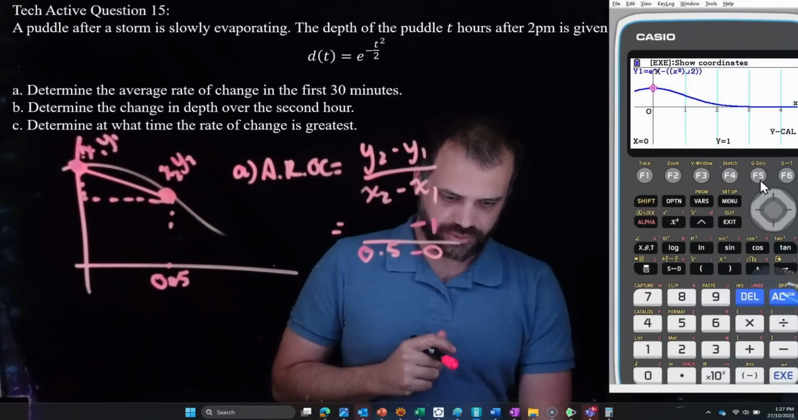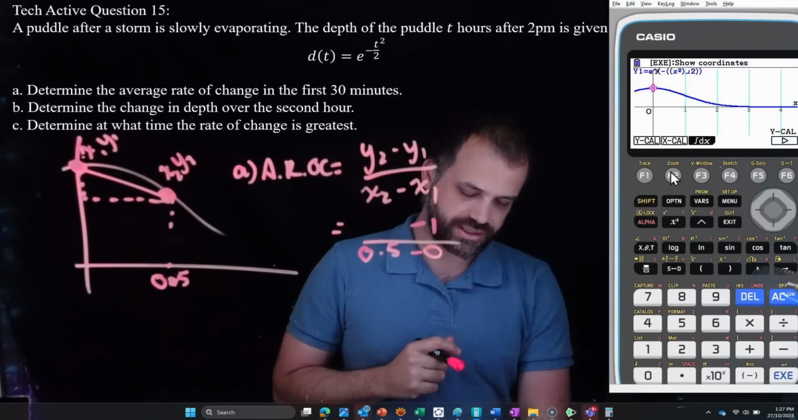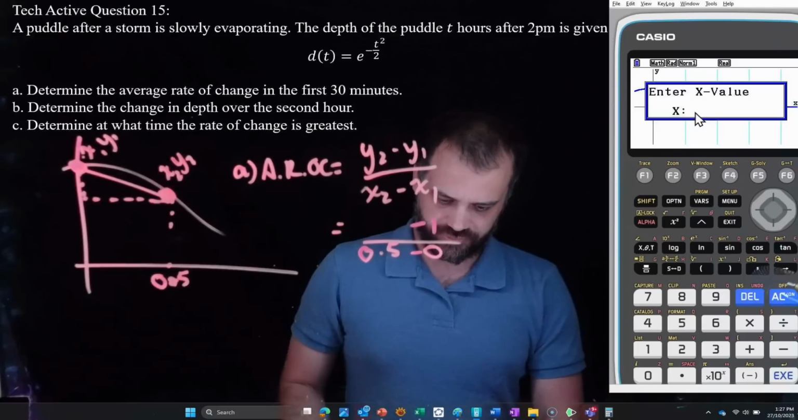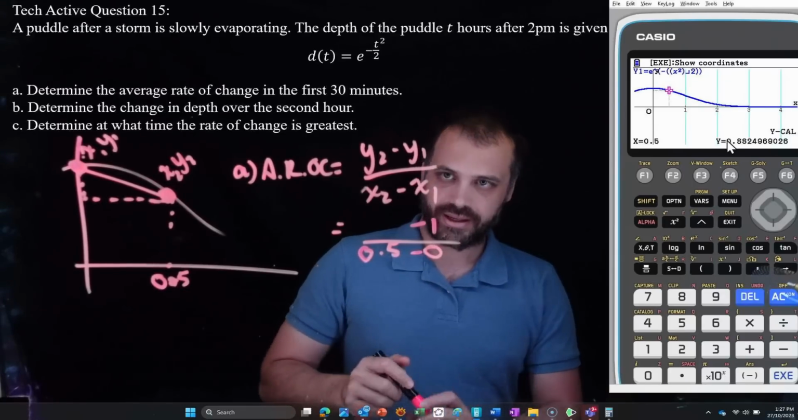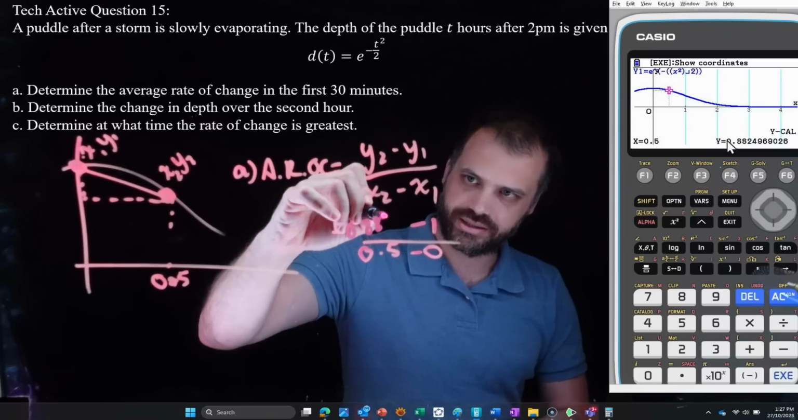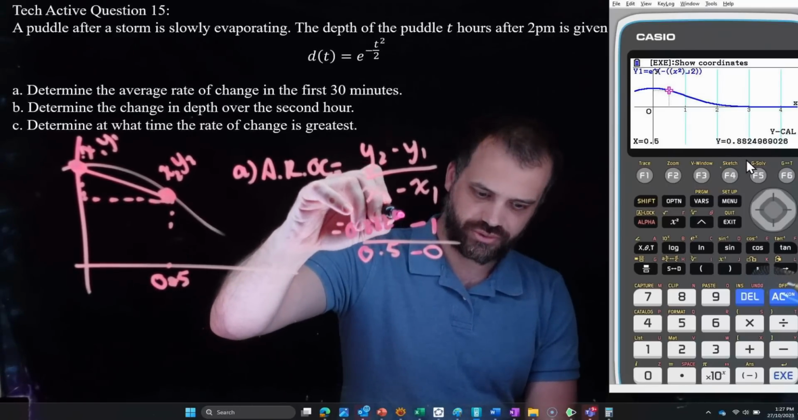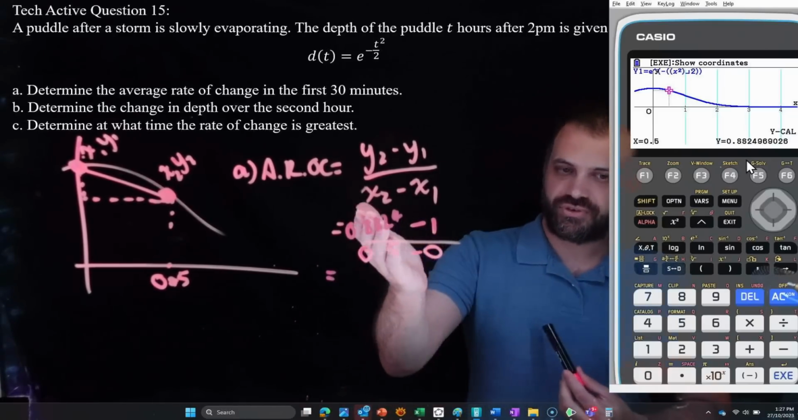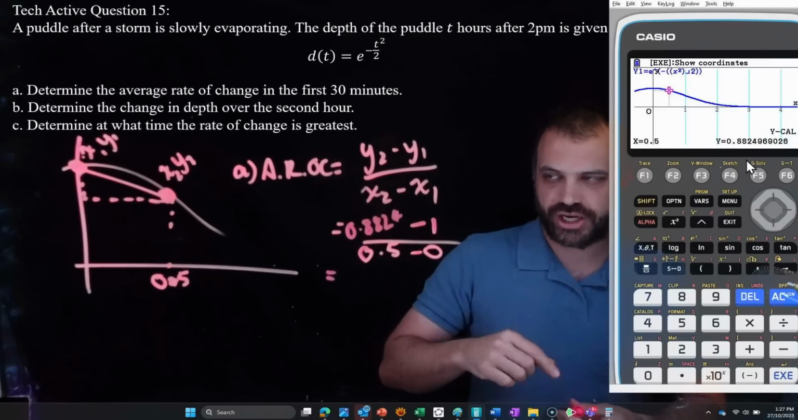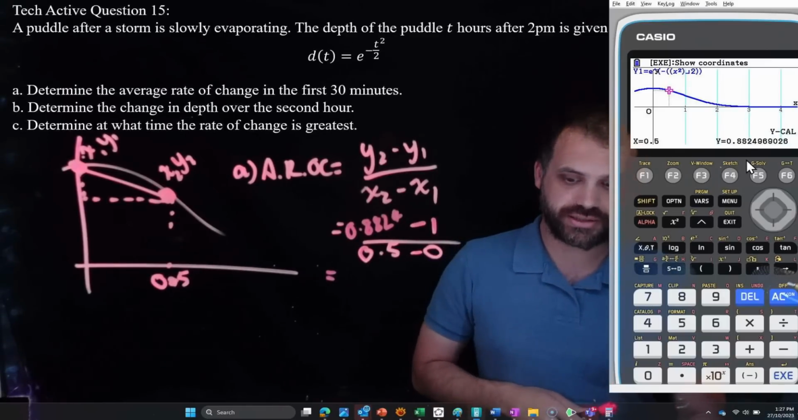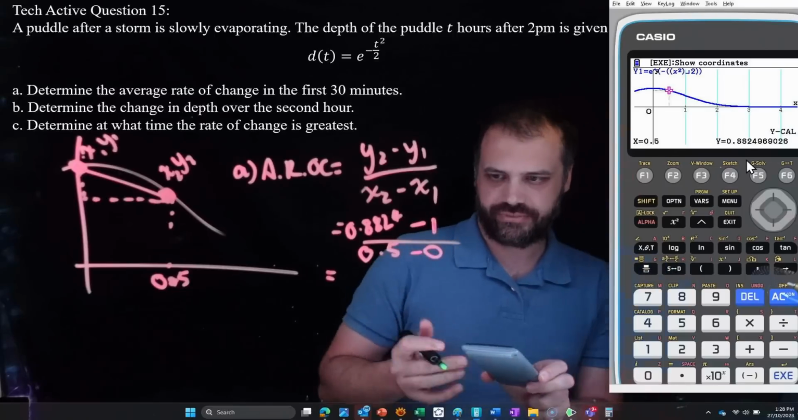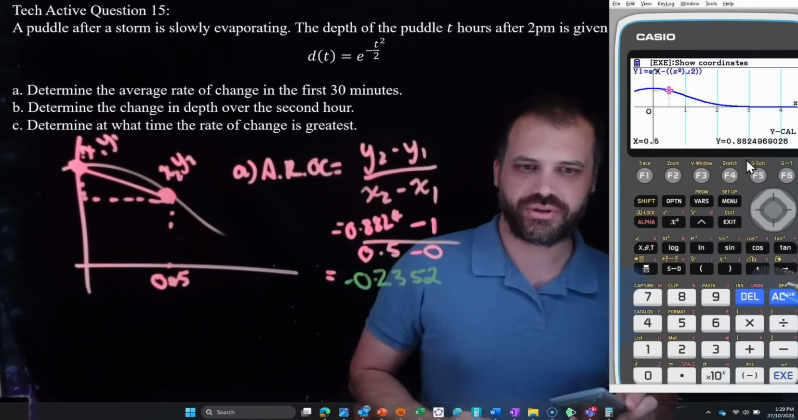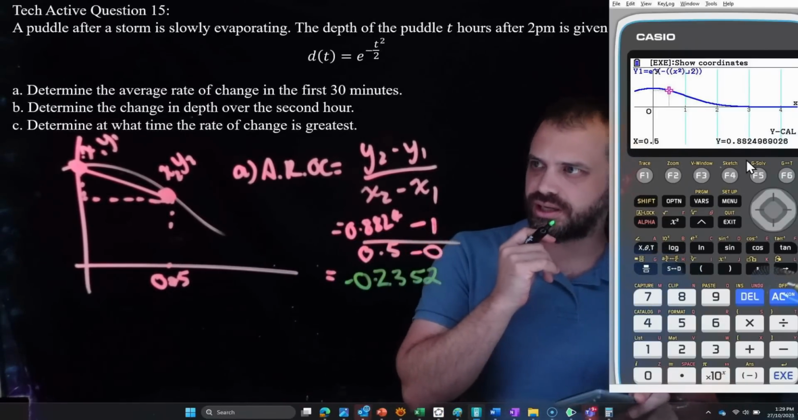And then we do another one of those y-calcs, and x equals 0.5. Okay, and I get 0.8824. That'll do. So if I figure this equation out, I'll know my average rate of change in the first half an hour, the first 30 minutes. All right, so you know I love my dodgy little calculator here for doing this kind of thing. Negative 0.2352. And then we really want some units for this.